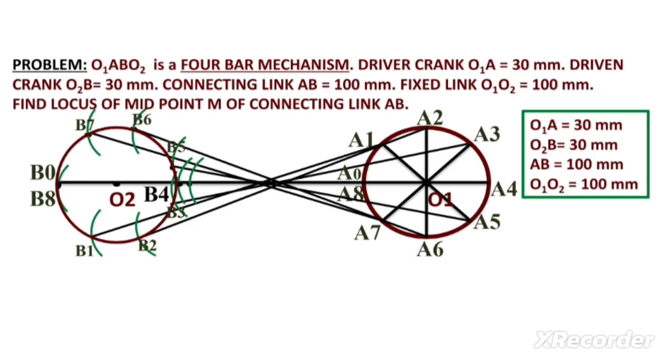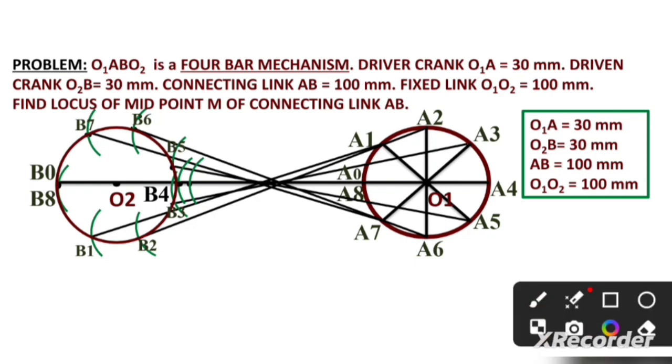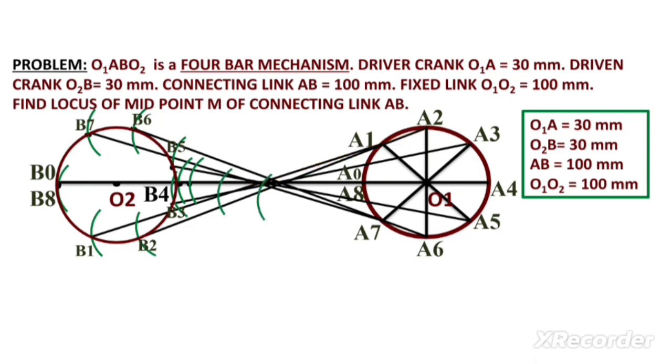A1B1 midpoint M1, A2B2 line midpoint M2, A3B3 line midpoint M3. To find the midpoint, we take a 50 mm radius on the A1B1 line with A1 as center point, and we get point M1 on the A1B1 line. With A2 as center point on the A2B2 line, we draw one arc and get point M2 at 50 mm radius distance. Similarly on the A3B3 line we get point M3. Here we draw arcs in this way, up to the A7B7 line, and mark point M7 with radius 50 mm.